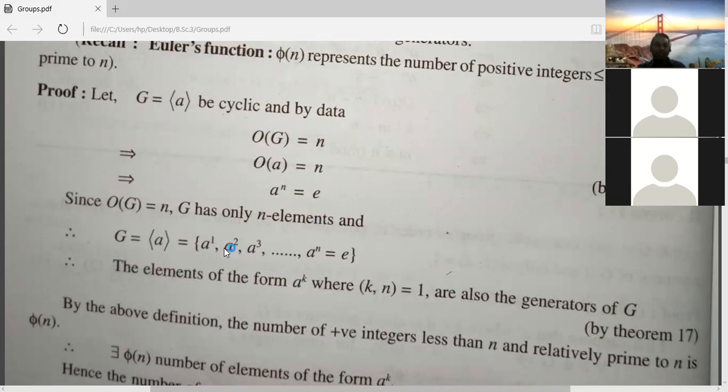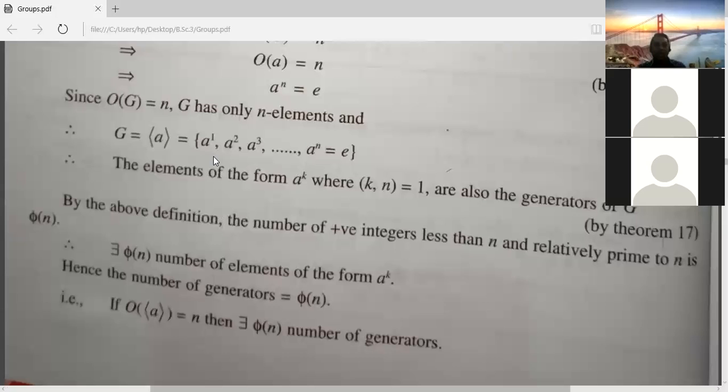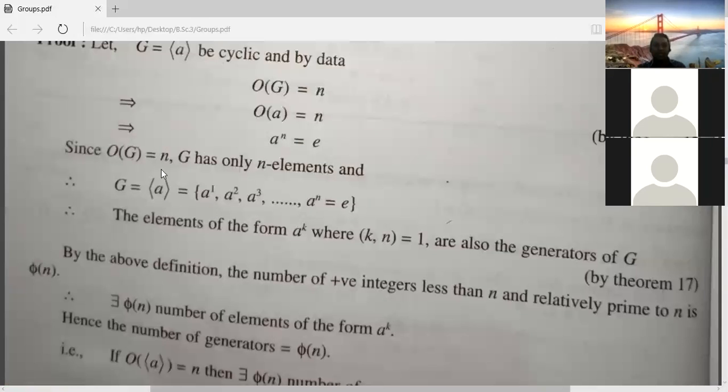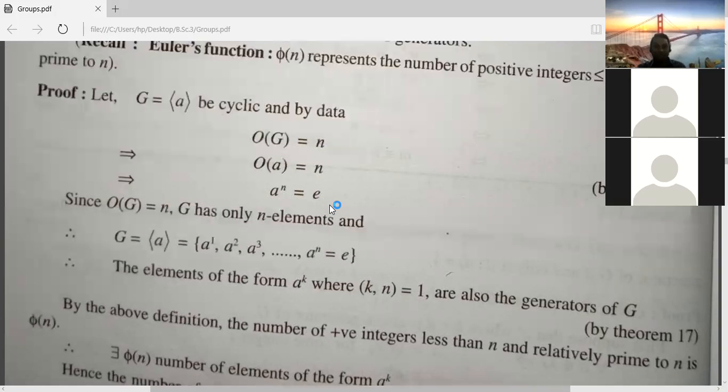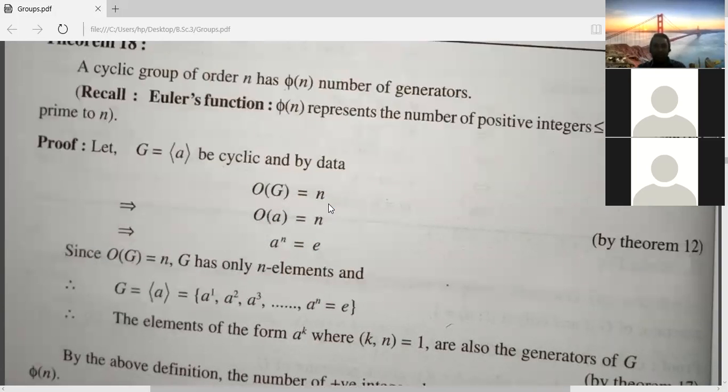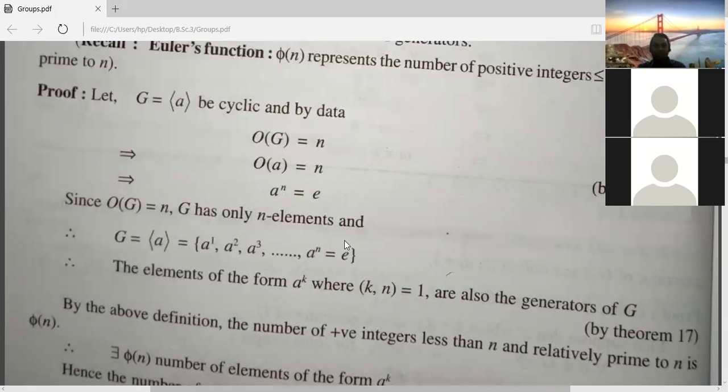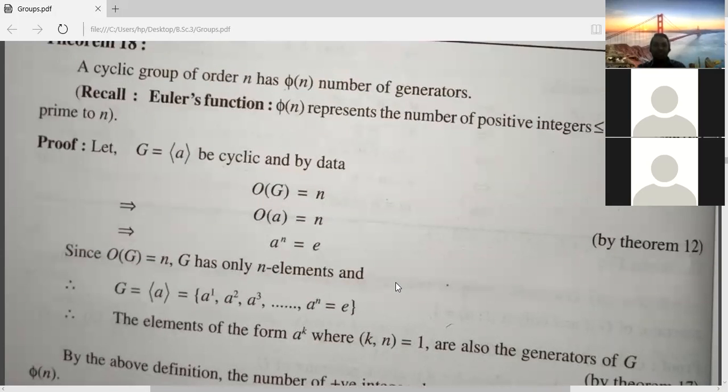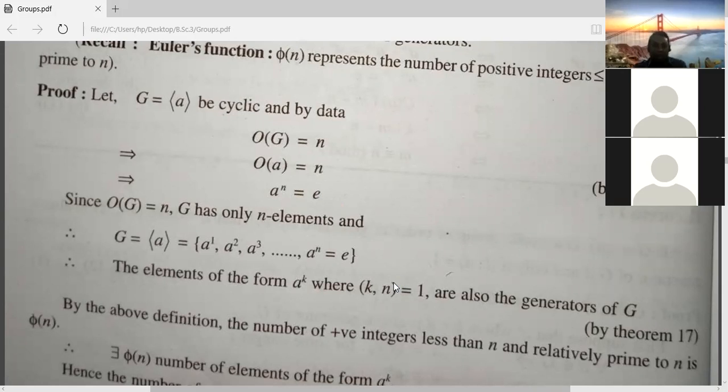Okay, that is obvious. Now G is equal to the group generated by a, and here the elements of G you are writing as a, a square, a cube, and so on up to a to the power n equal to e, because order of a equal to n means a to the power n equal to e. The elements of the form a to the power k, where gcd of k and n equal to 1, are also generators of G. That is also one of the properties of the generator of G. That is according to the property you are writing here.